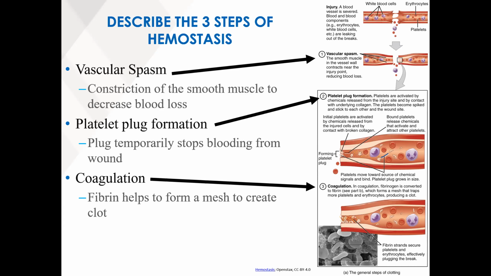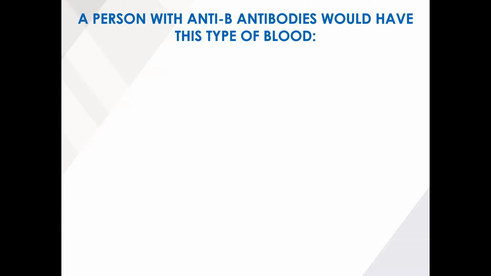All right, a person with anti-B antibodies would have what type of blood? Yeah, a person with anti-B antibodies could have A blood. What else could they have? Yeah, they could also have O blood, right? So if they just had anti-B antibodies alone, then they would definitely be A blood type. But if they had anti-A and anti-B antibodies, then they could be O blood type, right?